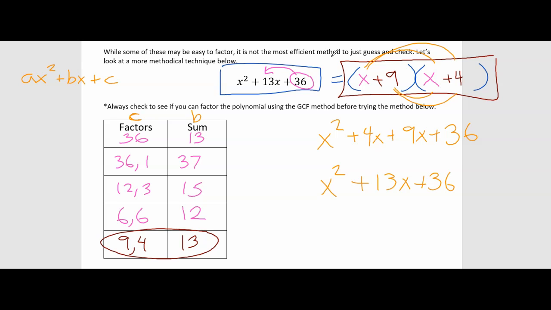This method will work every time if the trinomial is factorable. Now, sometimes you're not going to get any factors that sum to the middle term. And then you would just say your trinomial is not factorable. But if it is, then this method will work every time. Let's do one or two more examples together, and then you'll have some time to practice.